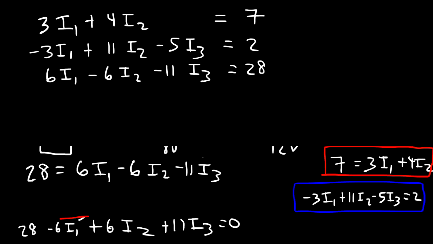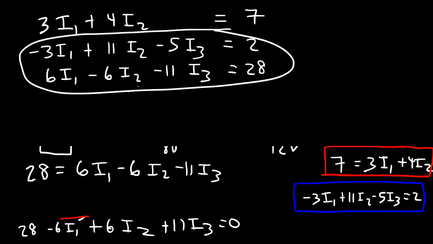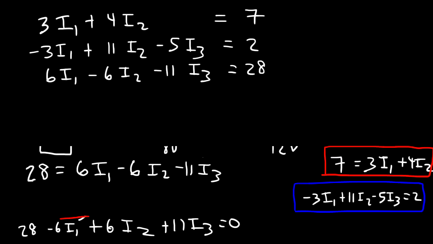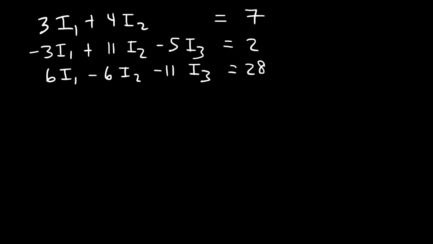Now the best way to approach this particular situation is that we need to combine equations 2 and 3, and our goal is to cancel I3, because that's going to give us an equation in terms of I1 and I2, which we can combine with equation 1 to either solve for I1 or I2. So what I'm going to do is multiply the second equation by negative 11, and so that's going to give me positive 55 I3, and I'm going to multiply the third equation by positive 5, which will give me negative 55 I3.